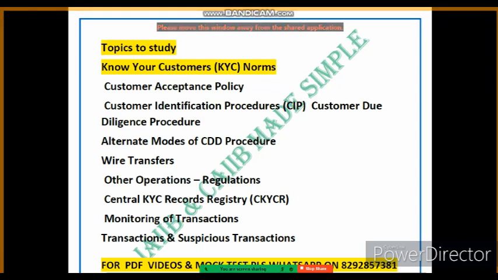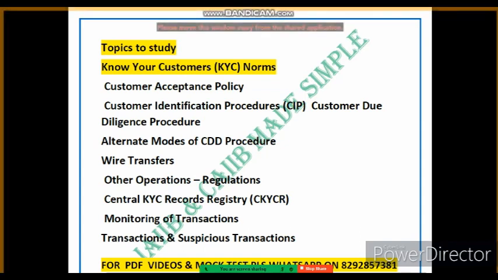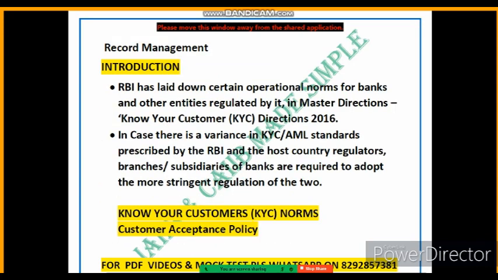The sixth is wire transfer. We will discuss what wire transfer is basically. Then we will discuss other operations and regulations. And then we will discuss CKYCR, that means Central KYC Record Registry. Then we will discuss monitoring of transactions, and finally suspicious transactions. So let's begin with the first one, the introduction.